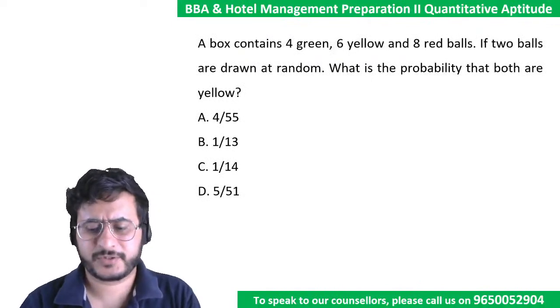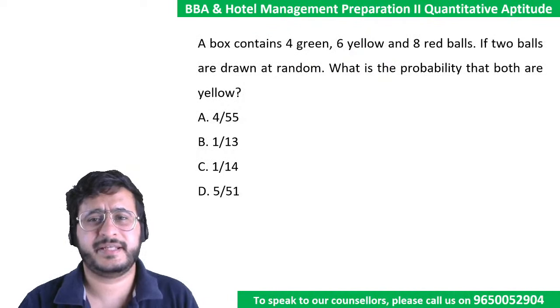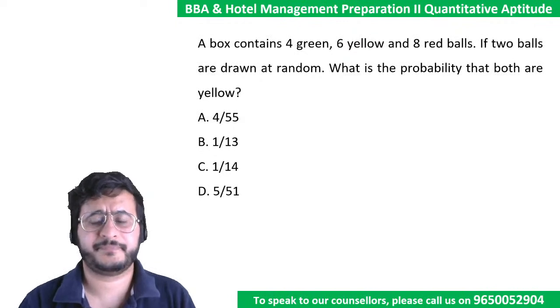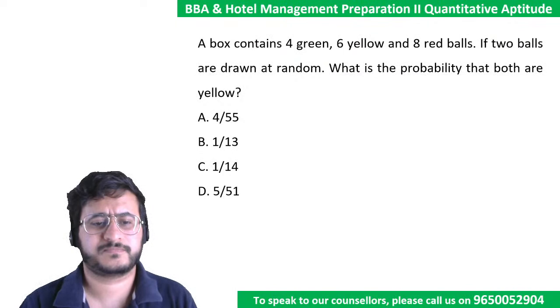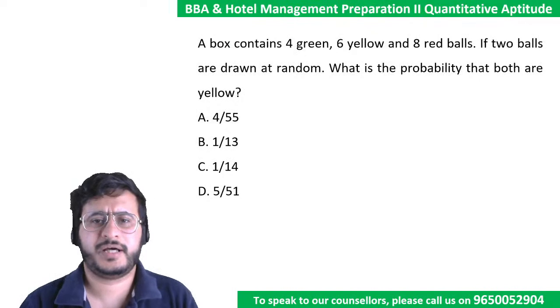Let's look at the next question. A box contains 4 green, 6 yellow and 8 red balls. If 2 balls are drawn at random, what is the probability that both are yellow? So how would you determine that both are yellow?